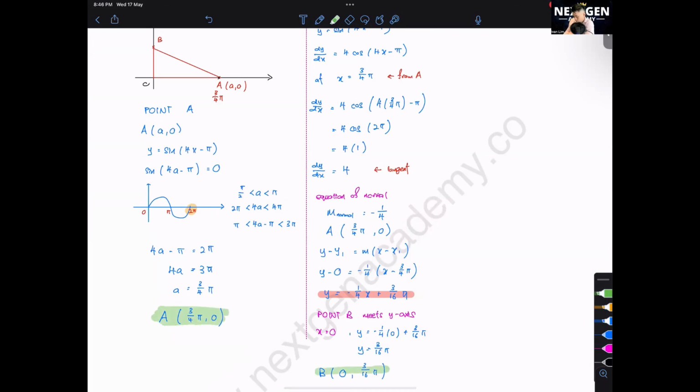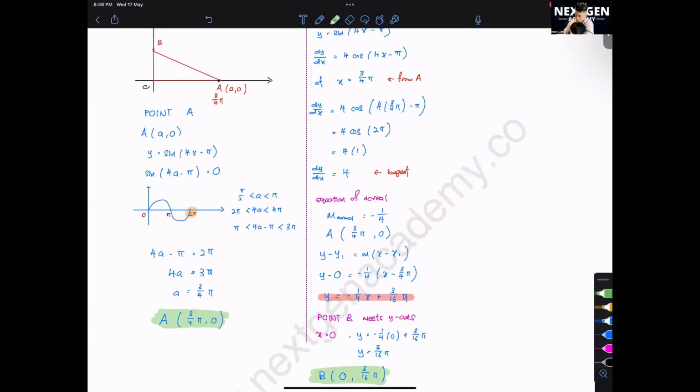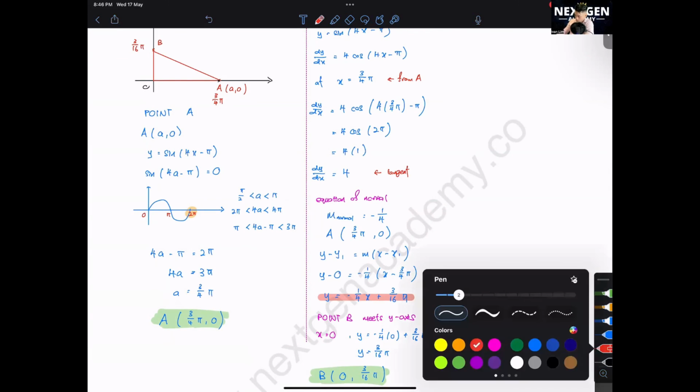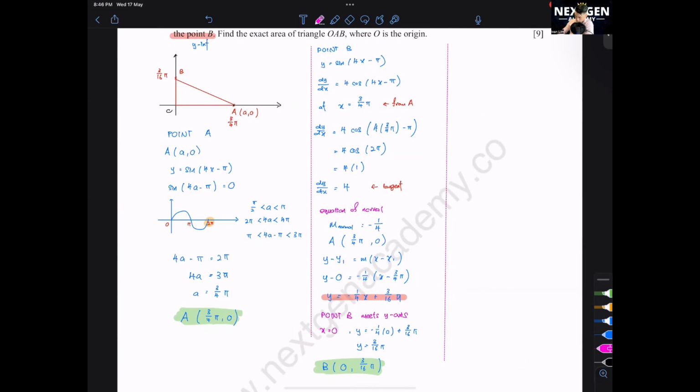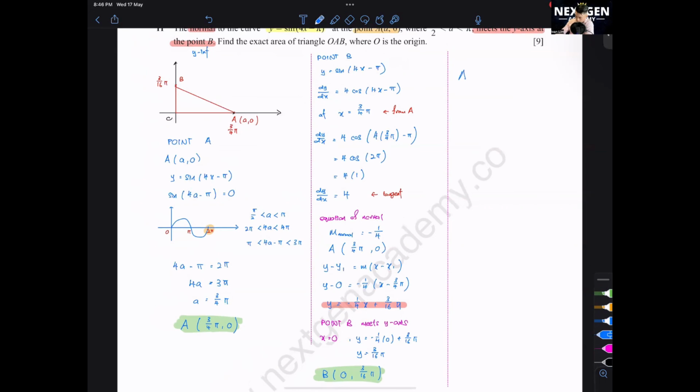Make sense? Okay, so now my b over here is 3 over 16 pi. So what is my total area? All I need to do is half times base times height, based on the triangle that I drew at the start. My bottom here is 3 over 4 pi. My top is 3 over 16 pi. So total area OAB will be half times base 3 over 4 pi times 3 over 16 pi. Total will be 9 over 128 pi squared.